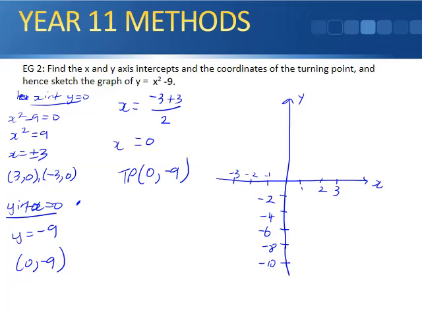Okay, marking them all down: (-3, 0), (3, 0), and (0, -9). And because there's no number there, I'm just going to label that one as well and try and do a smooth graph as best I can. Hopefully I can start getting this a little bit better for you. And label it y equals x squared minus 9.